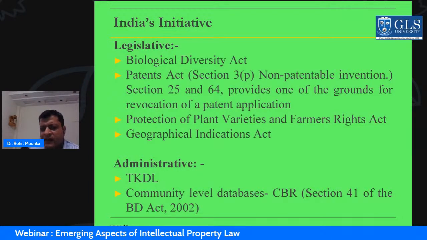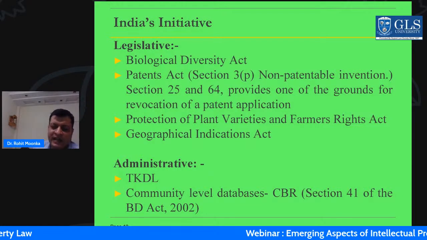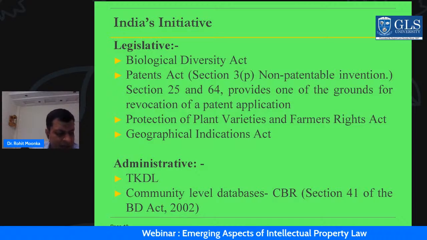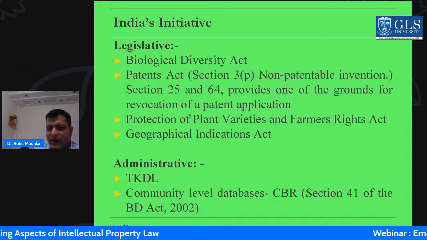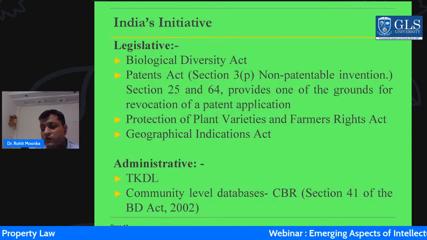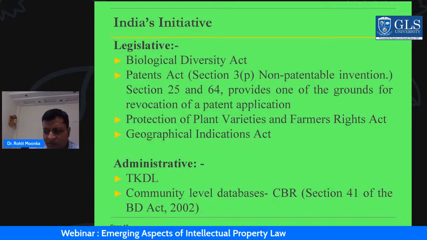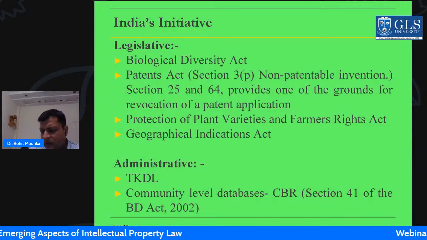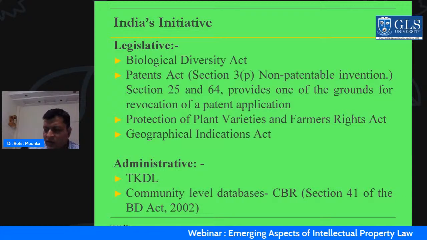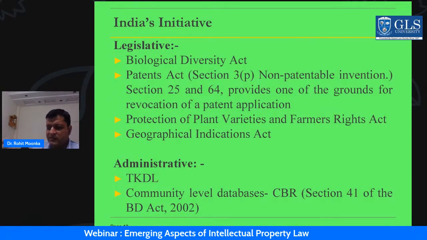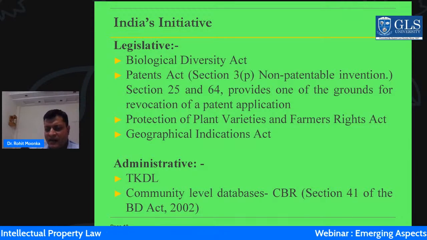Then you have the PPVFRA, the Protection of Plant Varieties and Farmers' Right Act, 2001. Again, this law was enacted in compliance with the TRIPS agreement, because TRIPS mandates, by virtue of Article 27 clause 3, that member countries provide protection to plant varieties either by way of patent or by way of any sui generis form of protection, or a combination of both. So India, being a member of the TRIPS agreement, has come up with a separate statute for the protection of plant varieties.